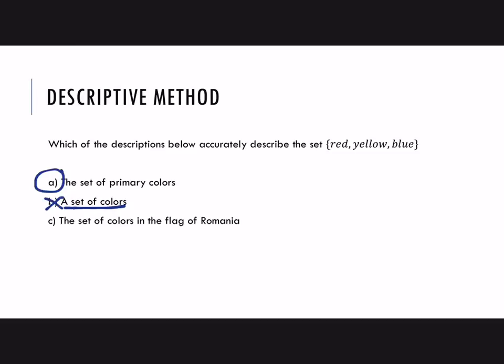And then the set of colors in the flag of Romania. Red, yellow, blue are the colors of that flag, so that is a good description. So you can have more than one that accurately describes the set.